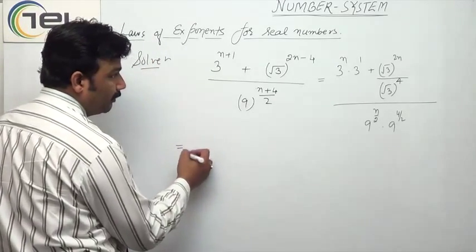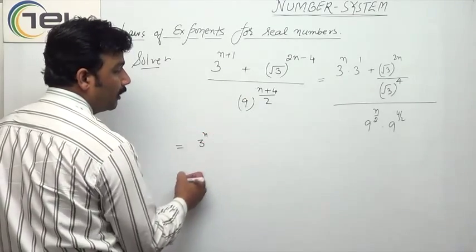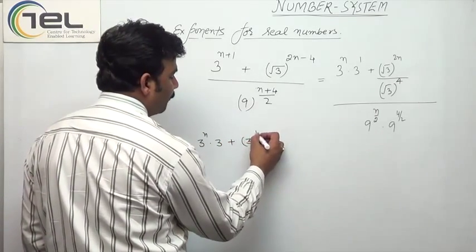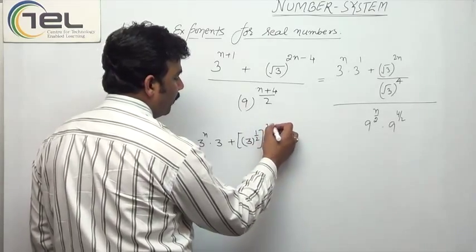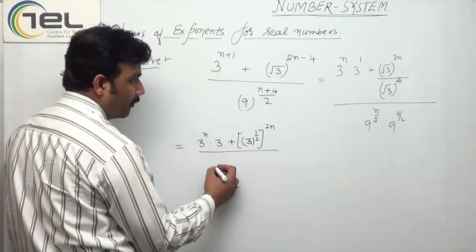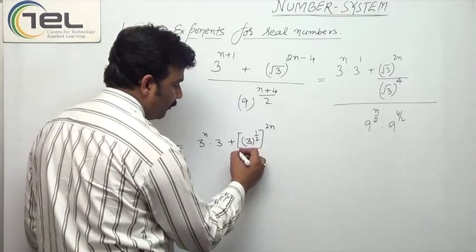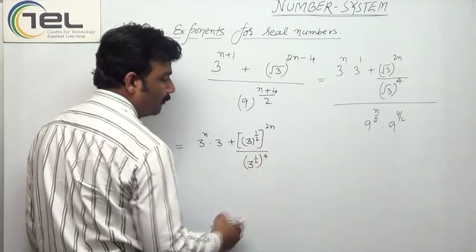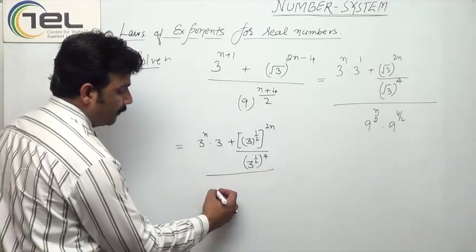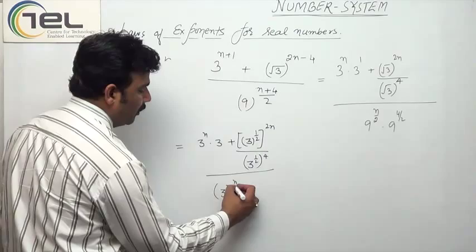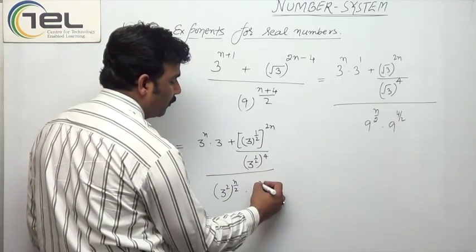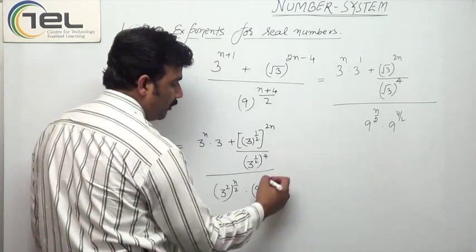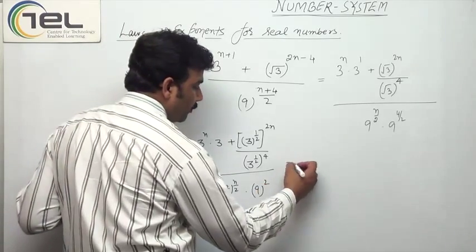Now this can be written as 3 raised to the power n into (3 plus 3 raised to the power half raised to the power 2n) upon 3 raised to the power half raised to the power 4, and it should be divided by 3 raised to the power 2 raised to the power n by 2 into 3 raised to the power 2 raised to the power 2. Okay, so what does it become?